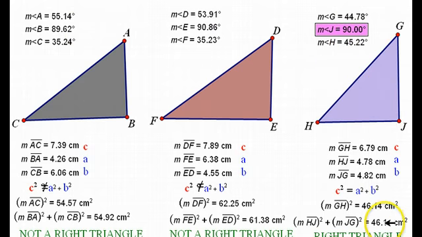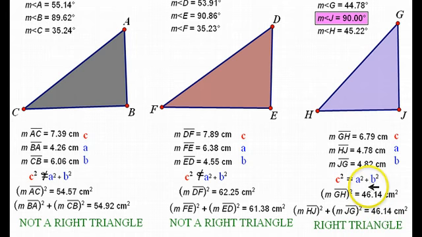So our theorem was right: if C squared does equal A squared plus B squared, you have a right triangle. But if C squared does not equal A squared plus B squared, then you do not have a right triangle. But can we also determine which one is an obtuse or an acute triangle? Well, let's take a look here.